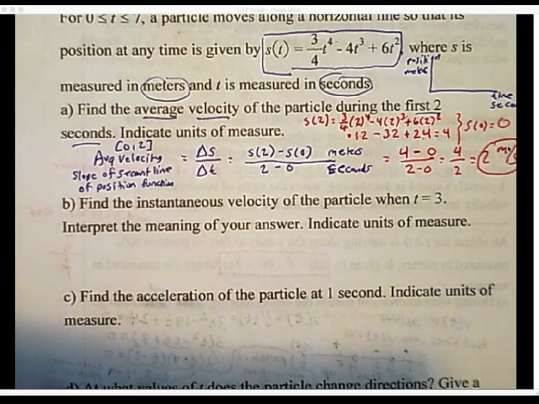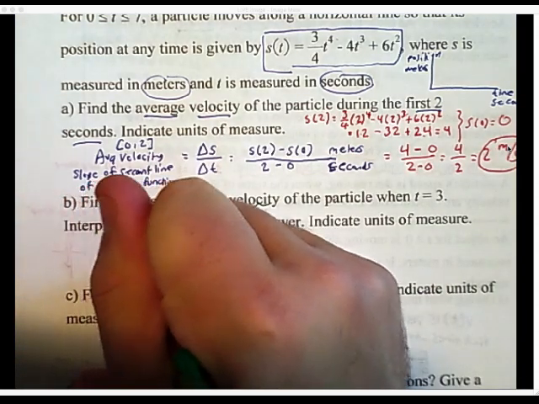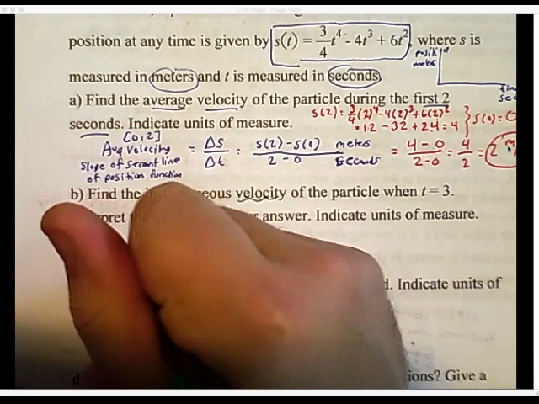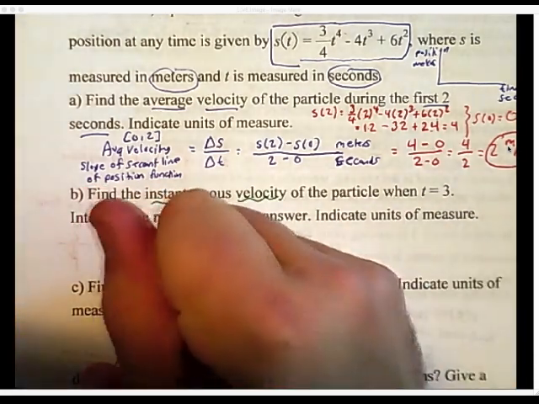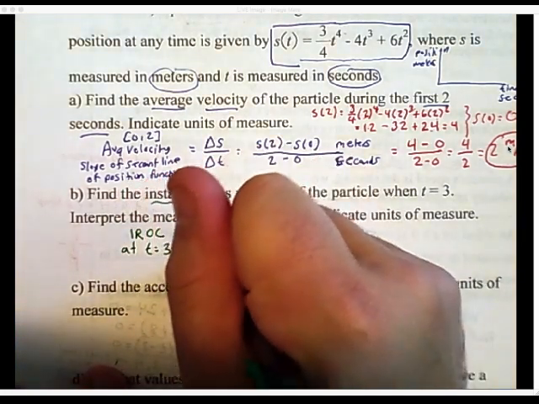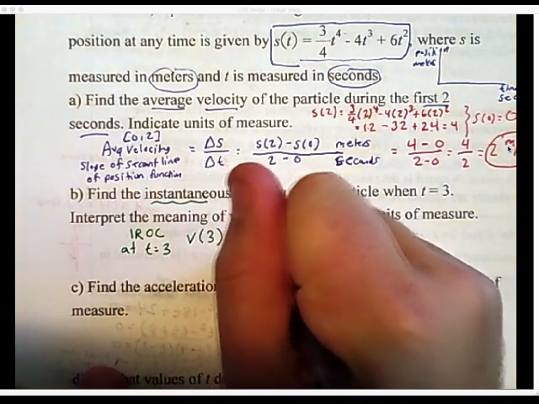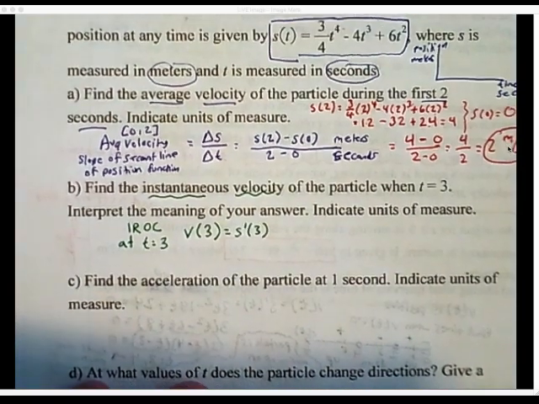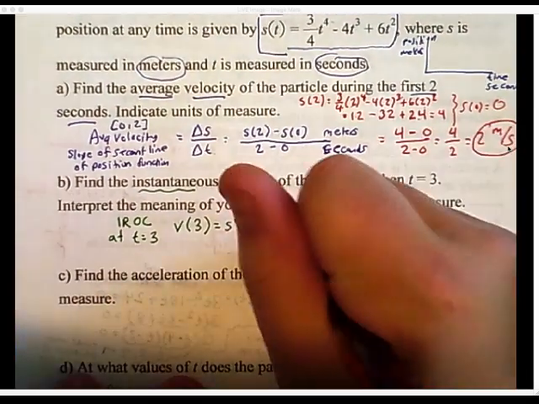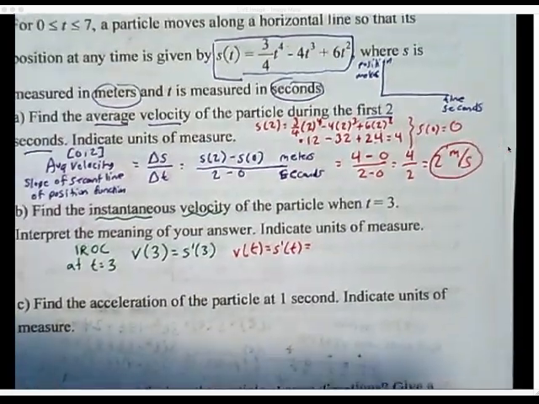Okay, part B. It says find the instantaneous velocity. So this is an instantaneous rate of change at t equals 3. I'm asked for v of 3. Instantaneous rate of change would be the instantaneous rate of change of the position function, so that's v of 3, which also means s prime of 3. Before I can find s prime of 3, I need to figure out what the velocity equation is. So I have to take the derivative of the position function.